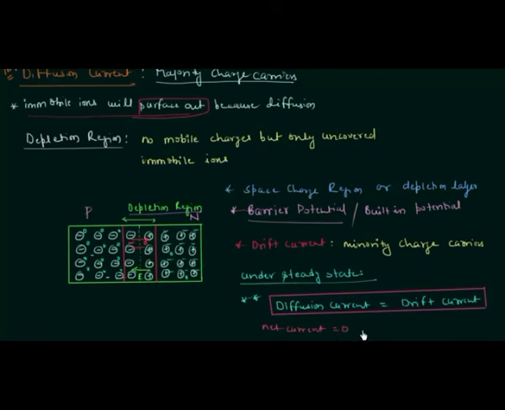So this is all for this lecture. In the next lecture, we will find out the expression for VB, that is the barrier potential, and we will also talk about the width of the depletion region, WD. So this is all for this lecture.